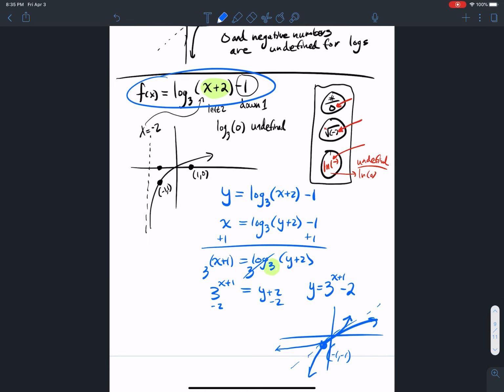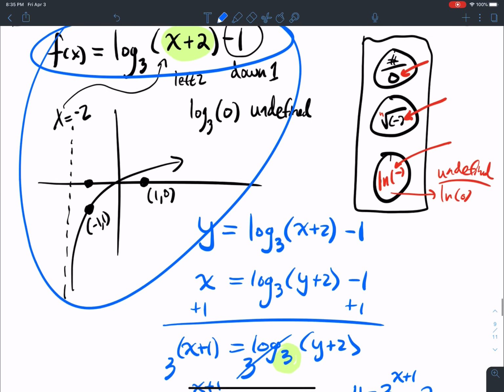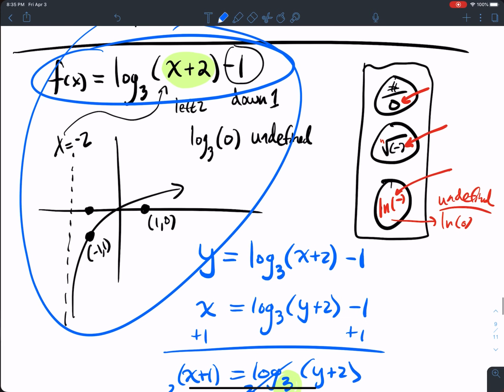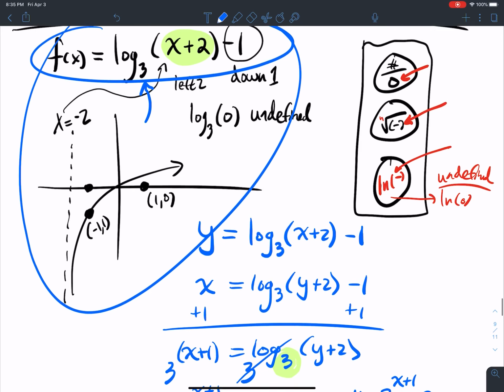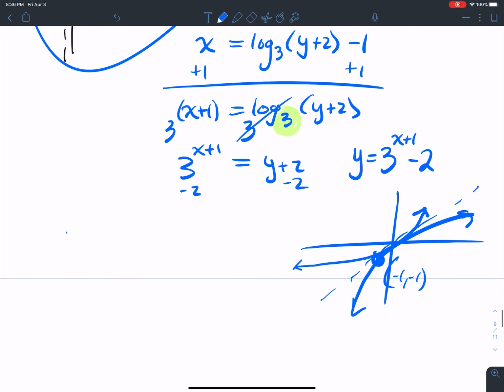Okay, so if it's easier for you to do it like that, great. If you'd rather just type it in the calculator, that's a way to do it too, right? So how do you do a log base 3? Well, good luck with that if you don't have a smart calculator, okay? If you got a dumb calculator like me, so log base 3 of x plus 2, minus 1, you have to do change of base.